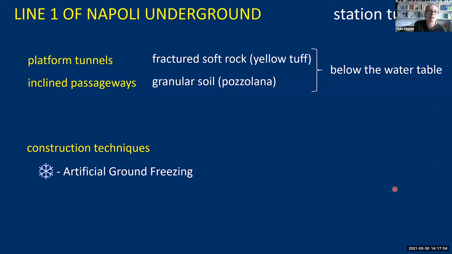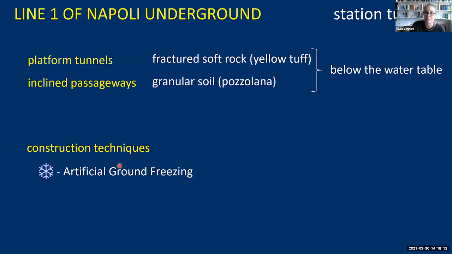And in both cases, both platform tunnels and inclined passageways are well below the groundwater table. So they have to be excavated under the groundwater table. And this is the part of construction that was carried out with extensive use of artificial ground freezing.